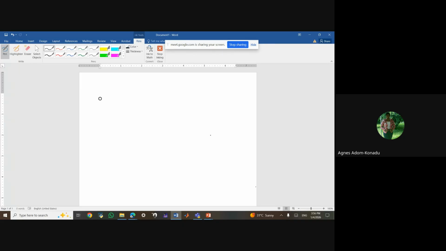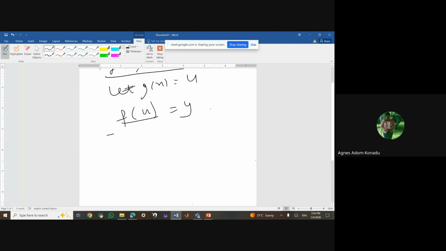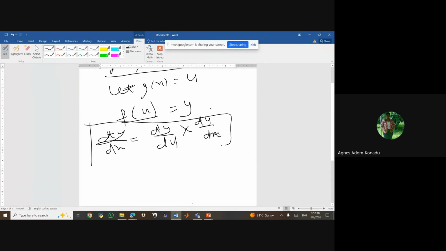So we are saying that if I have a function f that depends on g and also depends on x, then I will let g of x be equal to u. So this function will be equal to f of u. Then I will let f of u be equal to y. To find dy over dx, please look at the formula. The formula is dy over du times du over dx. So I have dy over dx is equal to dy over du times du over dx. Let's put this one in a box.